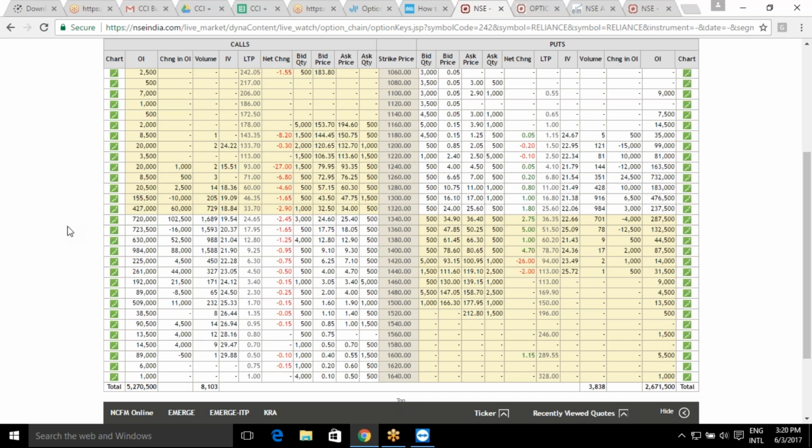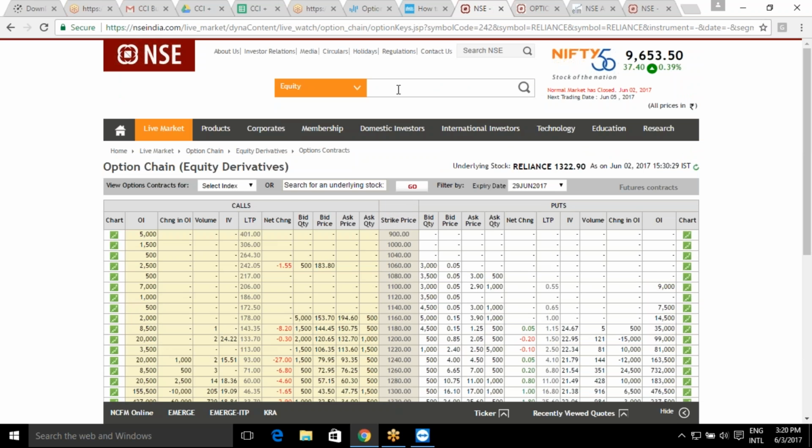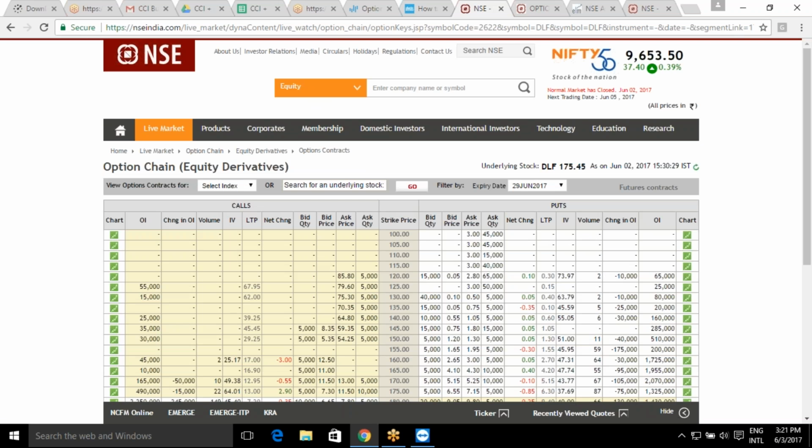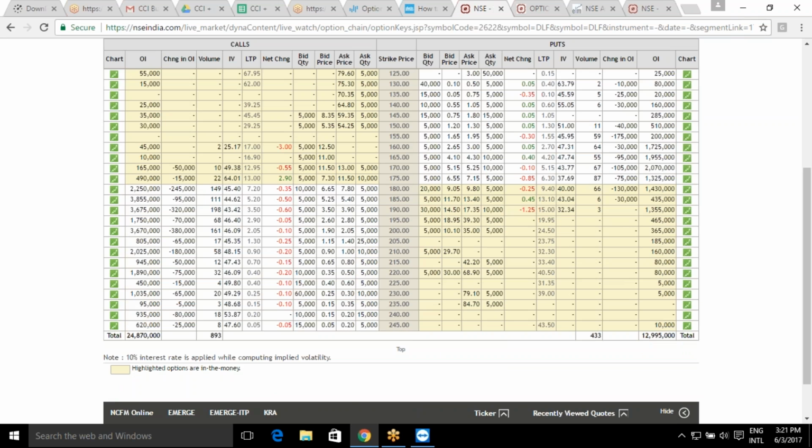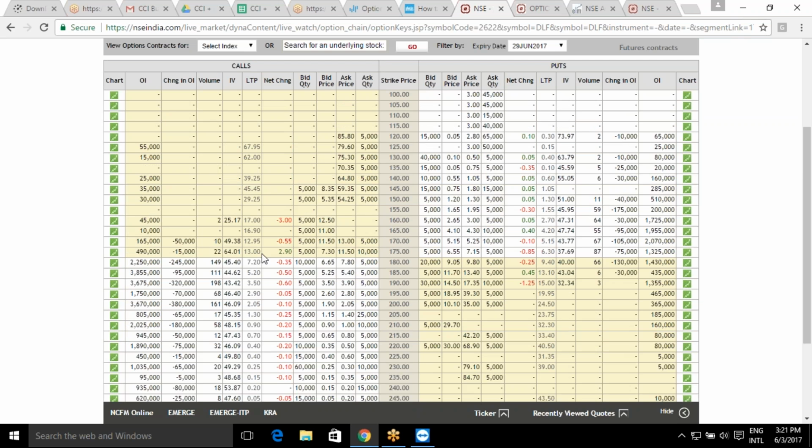Right, you can see the Reliance price is 3020. We have dealt with Reliance a lot, so let us take a new security, maybe DLF. Go to the option chain. What is the current price of DLF? It is 175.45, that is the cash closing of DLF on the last day. Now, what is the closest strike price of the option?